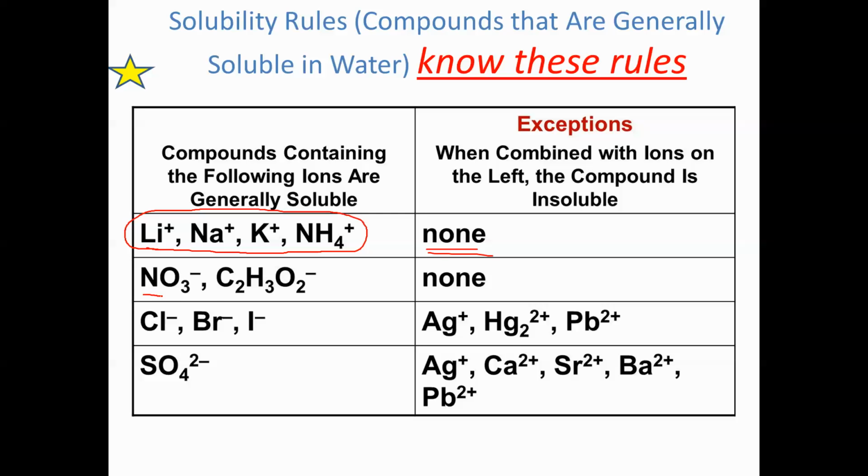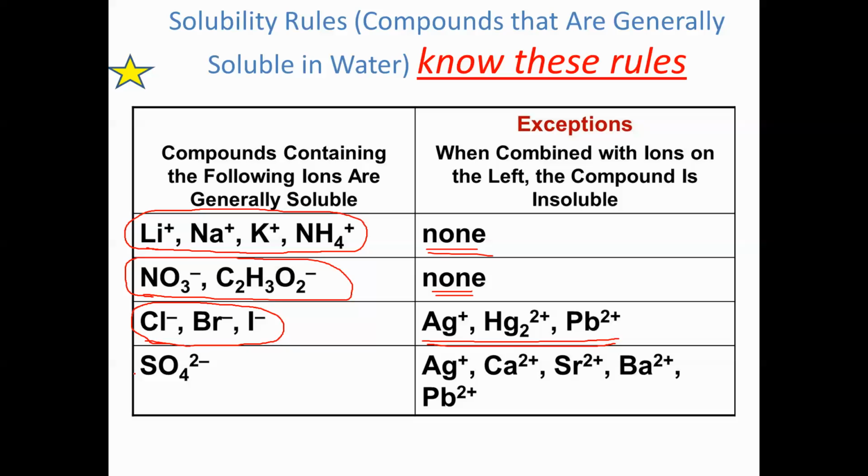Similarly, anything that contains the nitrate or acetate ion, these will also be soluble, and there's no exception. So anything containing one of these two anions will always be soluble. Other things that are usually soluble are going to be chlorides, bromides, and iodides. So any ionic compound that contains chlorine, bromine, or iodine is going to be soluble. And we have just three exceptions here. If we contain silver, mercury, or lead in conjunction with those ions, that'll be insoluble, but any other metal combined with these ions will give us something soluble.